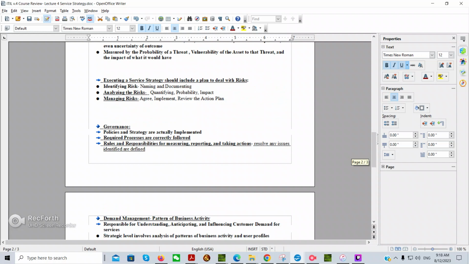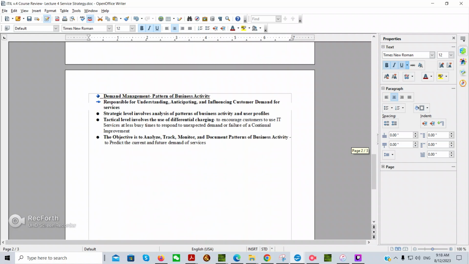In terms of governance, we need to consider the policies and strategies that are actually implemented. We need to consider required processes that are currently followed. We also need to consider roles and responsibilities for measuring, reporting, and taking action. That is, to resolve any issues identified are defined.